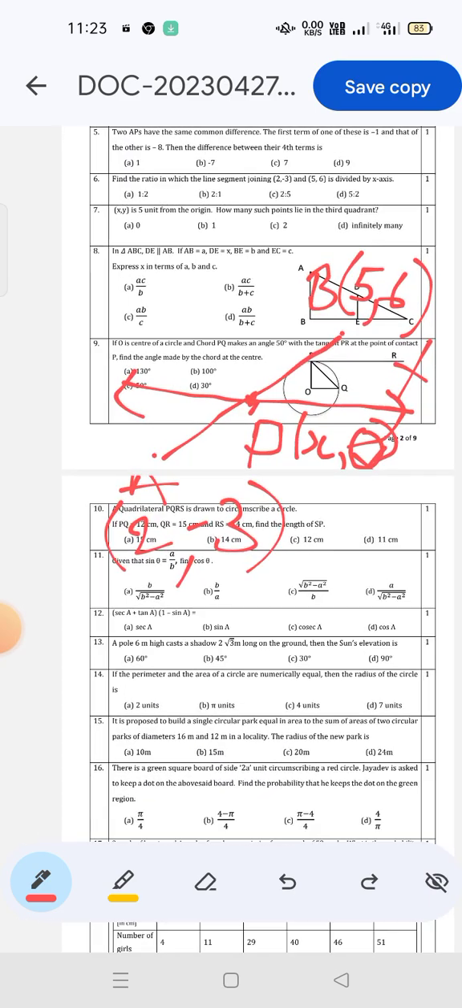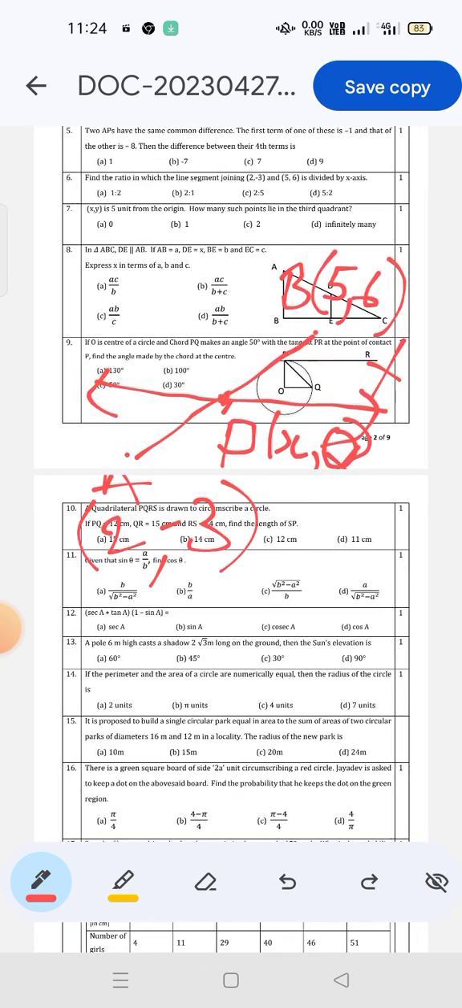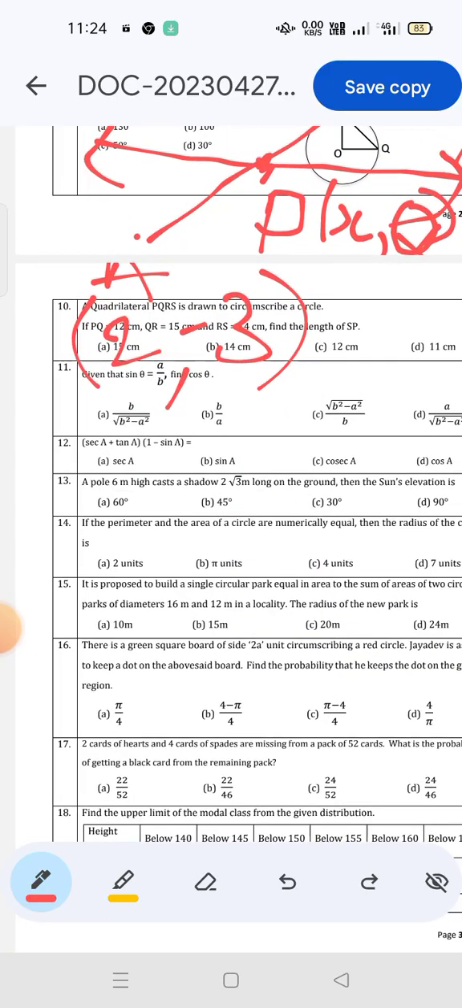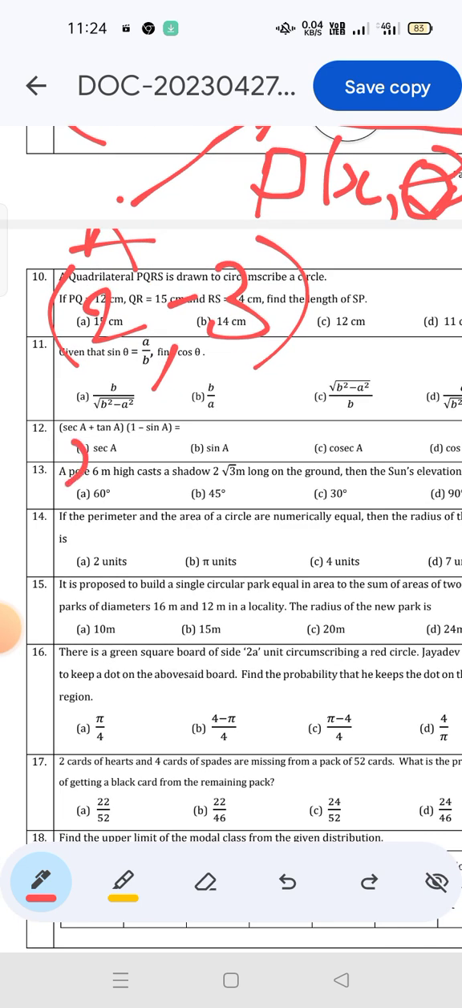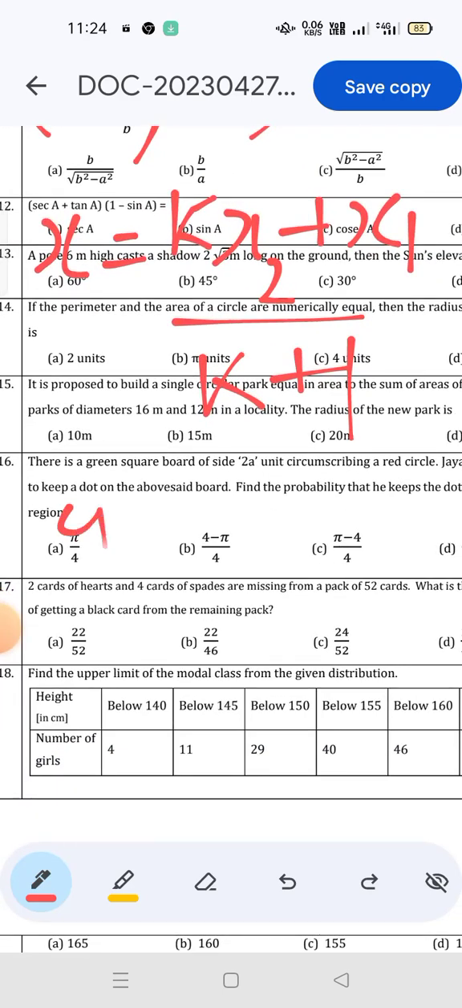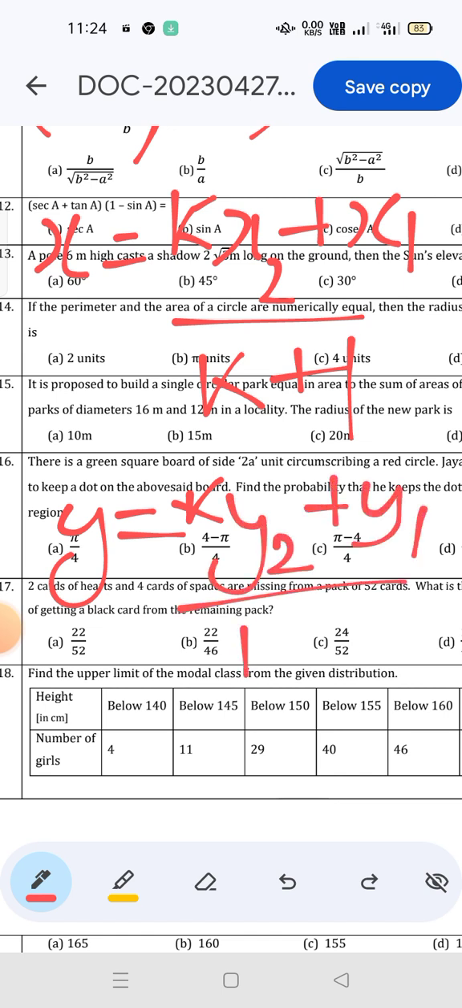Now it's about a line segment getting divided, so we need to use a formula called the section formula. There are 2 parts to this section formula. One is x equals (k x2 plus x1) divided by (k plus 1). The other part of this formula is y equals (k y2 plus y1) divided by (k plus 1).